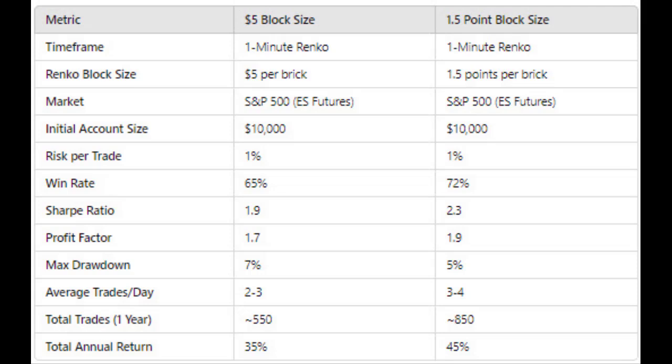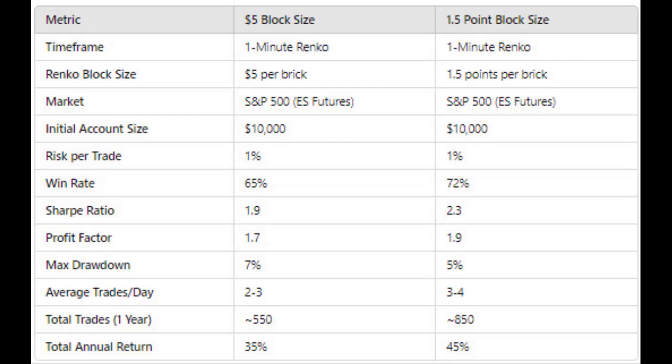And average trades per day, you can see it's quite good. It's 2 to 3, 3 to 4 opportunities per day. You can see the total number, rounded up, 550 and 850 trades there, and the annual return on that strategy 35% and 45%, so pretty decent there on the S&P 500. I did try it on other markets as well, got some similar-ish results, just maybe the S&P stood out as the best of the bunch.